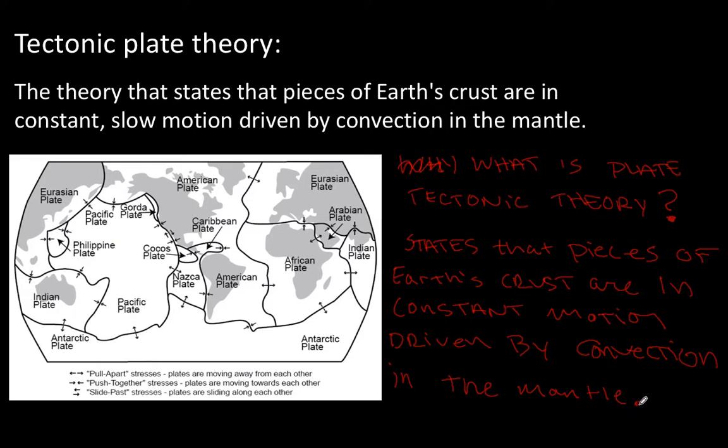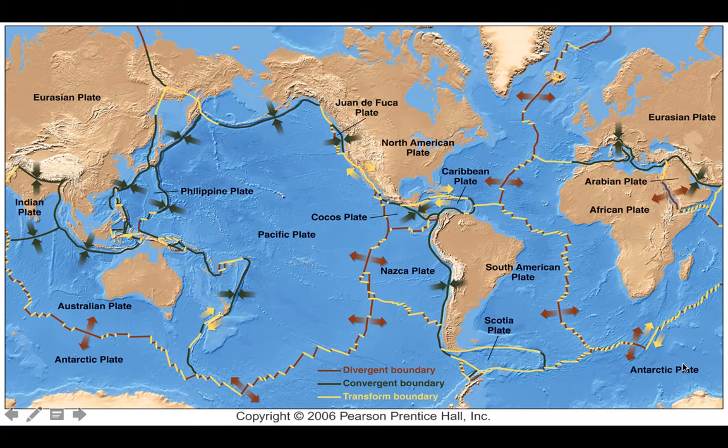So this statement might have some words that you don't know yet. The Earth has layers. 2 of them are the crust and the mantle. And convection is a concept that we'll go into more detail later. But for now, this is your working definition of plate tectonic theory. It's that pieces of the Earth's crust are in constant motion driven by convection in the mantle.